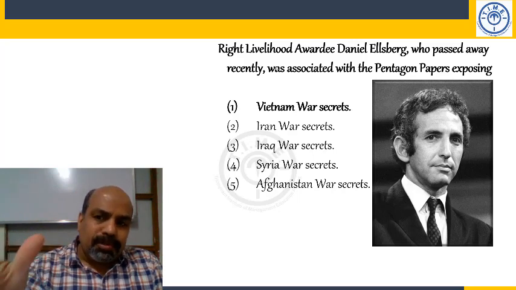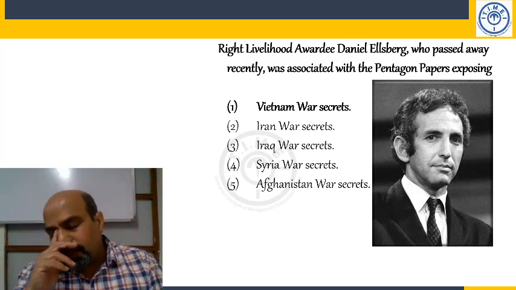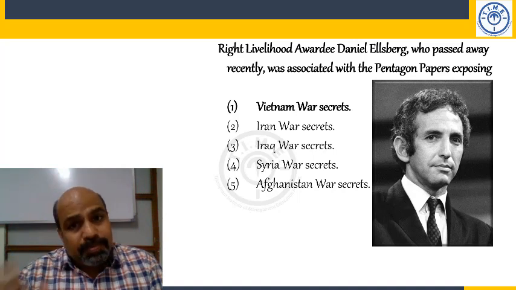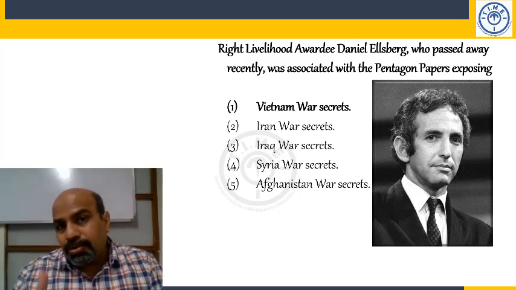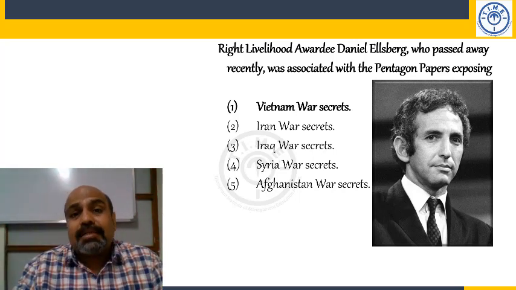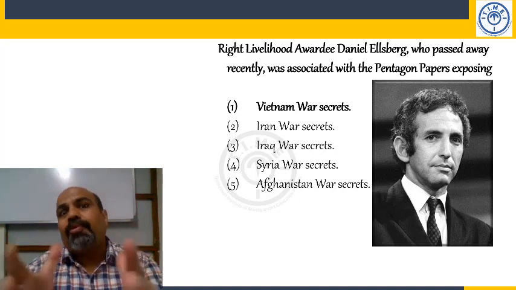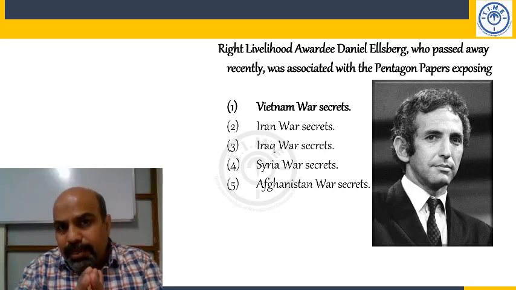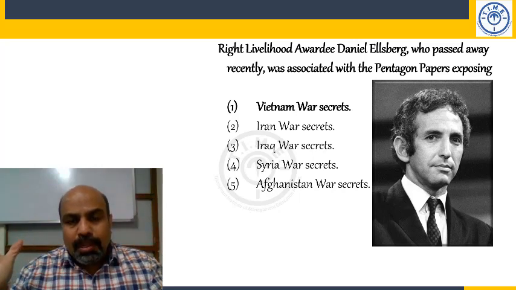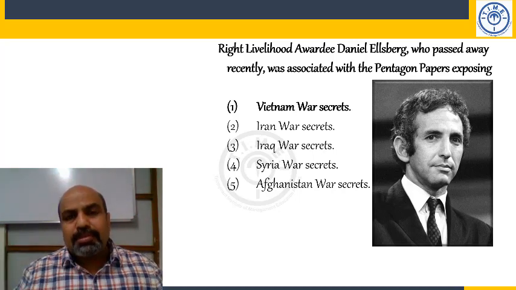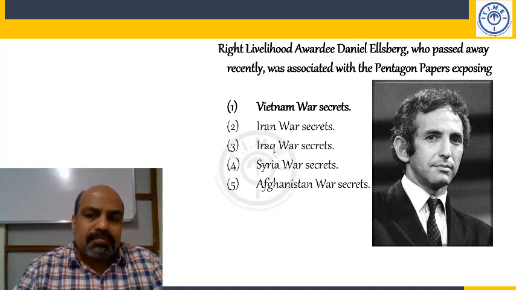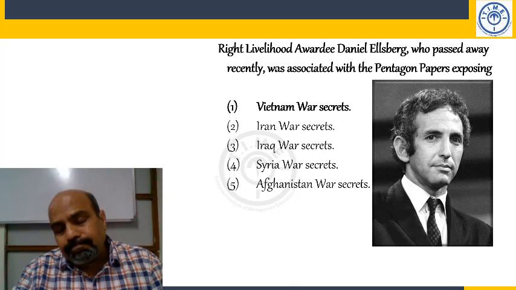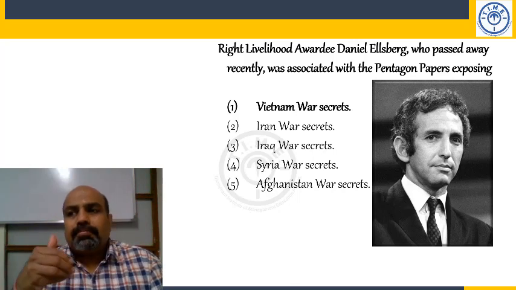Daniel Ellsberg, the guy in the photograph, shot in the 70s, pulled out these papers and got them published through the New York Times. They were serialized in the New York Times. And these papers revealed that the American government had lied about the scope of the war, that it had systematically enlarged the scope of the war, in terms of the military budgets, the ammunition used, and the forces sent over. So finally, he was indicted.